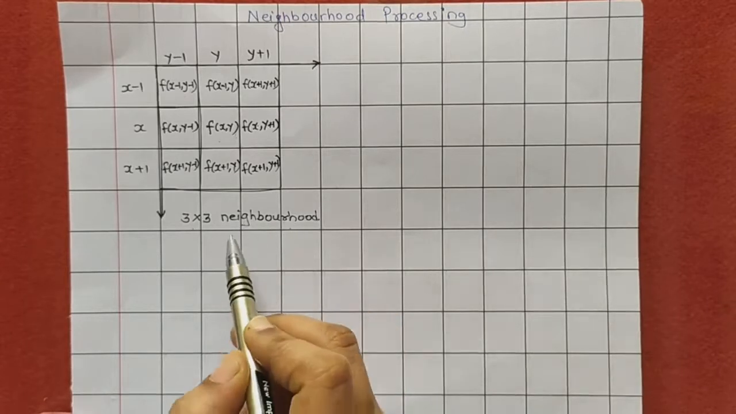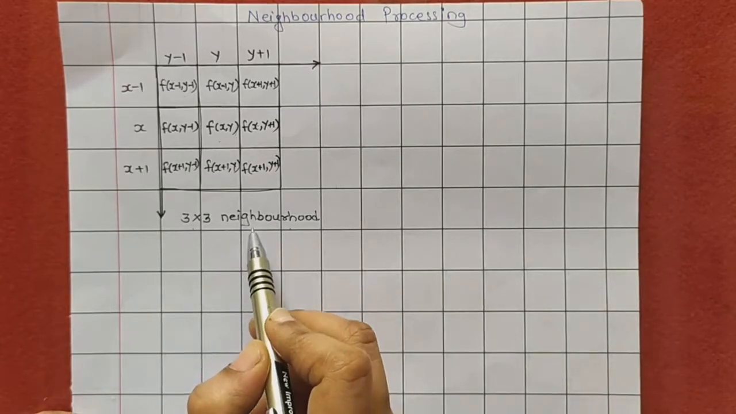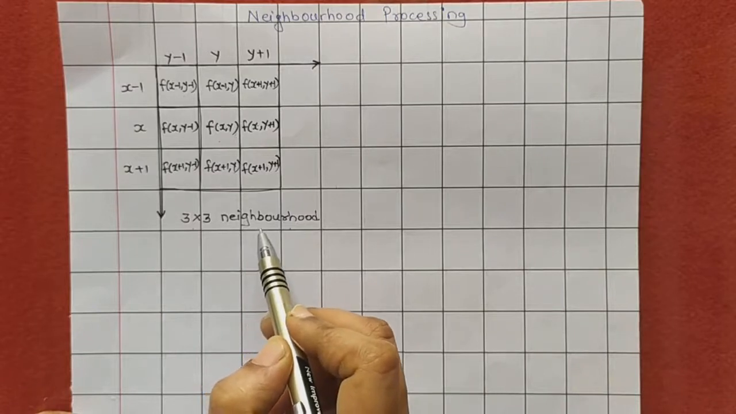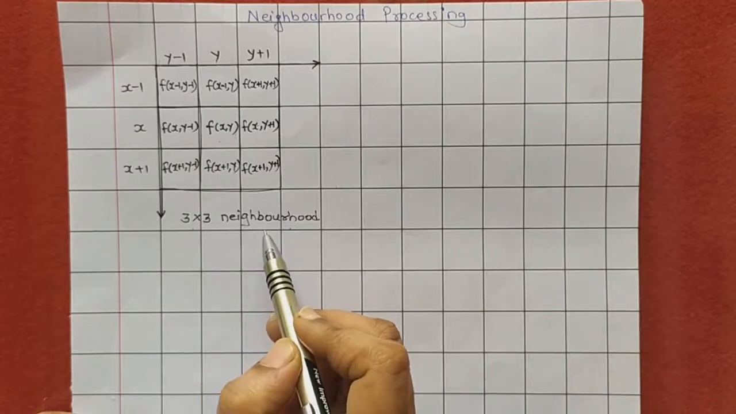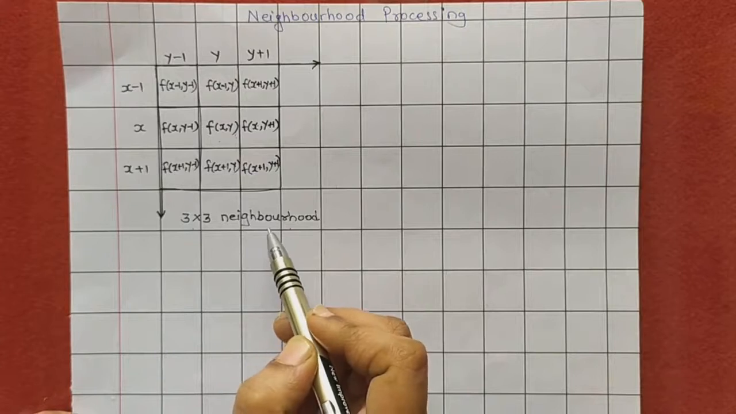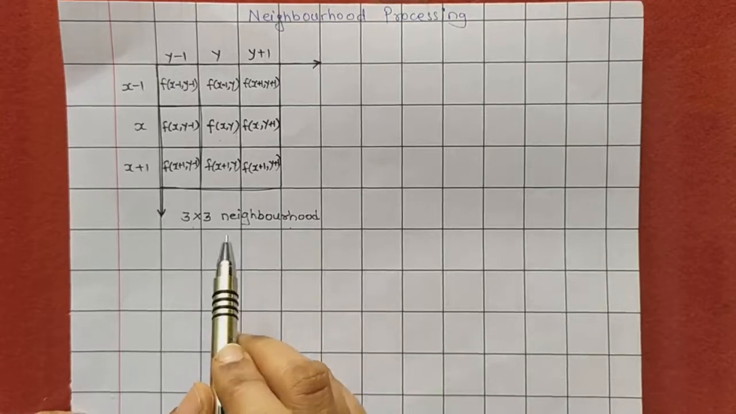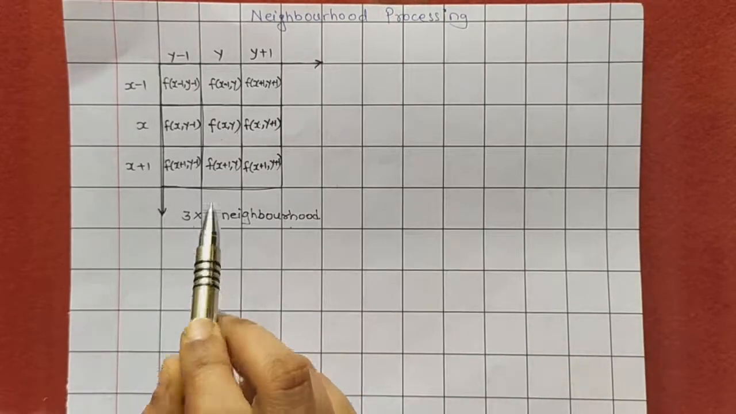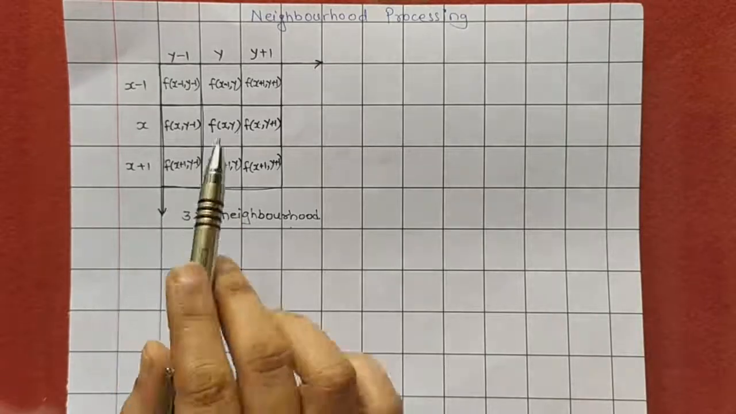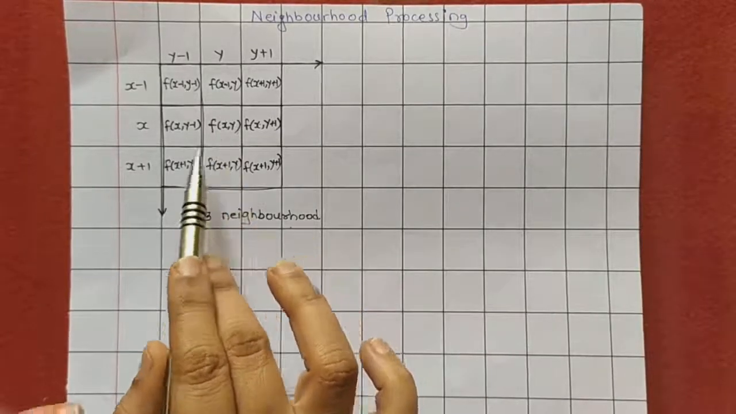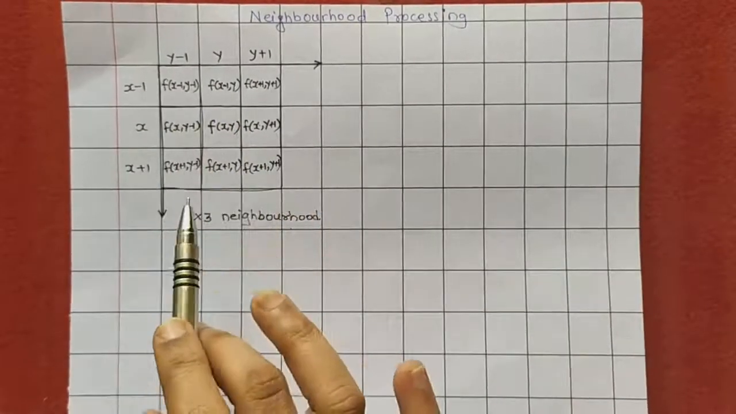With the help of neighborhood processing, we can do much more compared to the point processing technique, because in point processing we can process only a single point or single pixel, whereas in neighborhood processing we are processing a pixel based on its neighbor values.